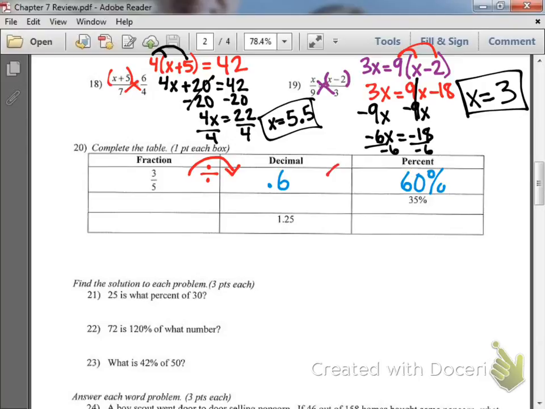Now, to go from here to here, you just multiply by 100. Multiplying by 100 is the same thing as picking up the decimal and moving it 2 places to the right. We need a placeholder. That's how we got the 60. Any questions on those?